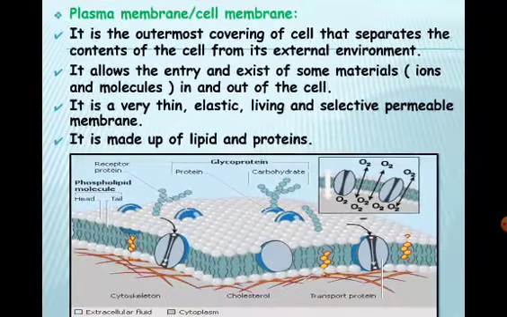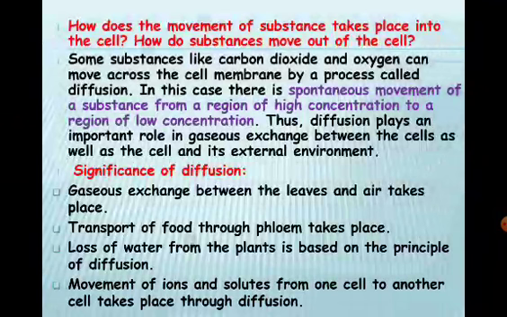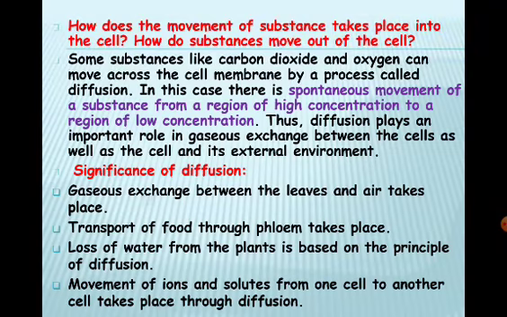Then how does the movement of substance take place into the cell and how does substance move out of the cell? So there is one process called diffusion. We can define diffusion as a spontaneous movement of substance from the region of higher concentration to region of lower concentration. Some substances like carbon dioxide and oxygen can move across the cell membrane by this process. Diffusion plays an important role in gaseous exchange between the cells and its external environment.